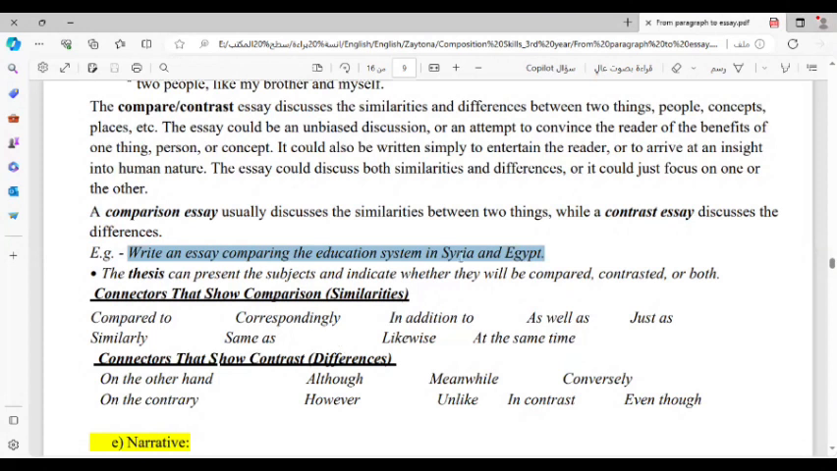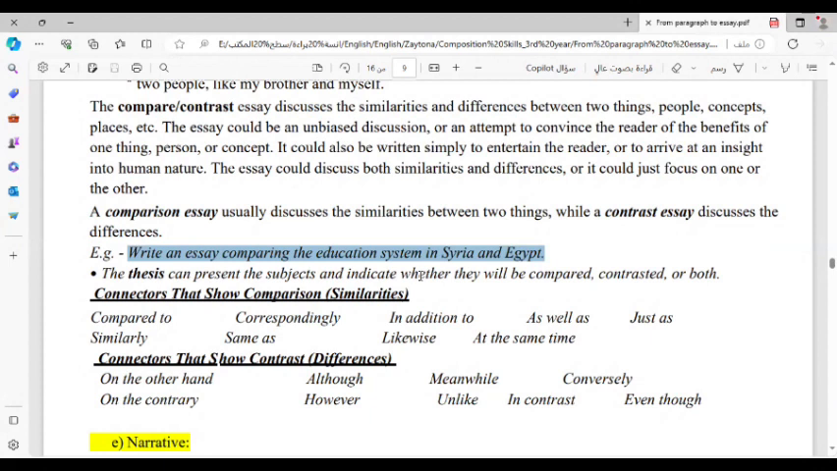Okay, this is an example question. When I ask you to write an essay comparing the education system in Syria and Egypt, do I mean here to talk about the similarities, differences, or both? Both of them. Why is that, Ahmed? Because it's comparing.